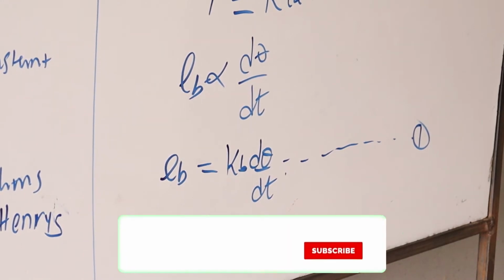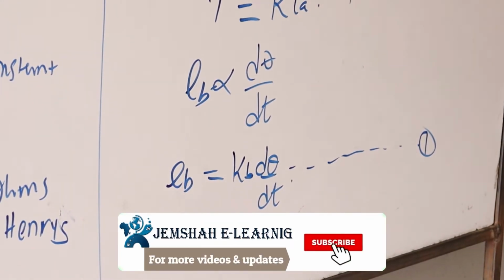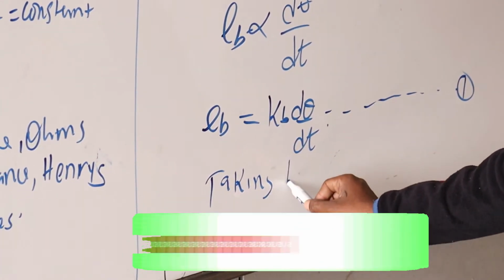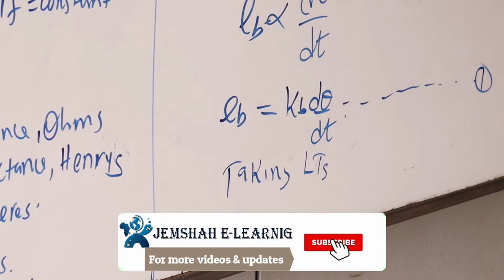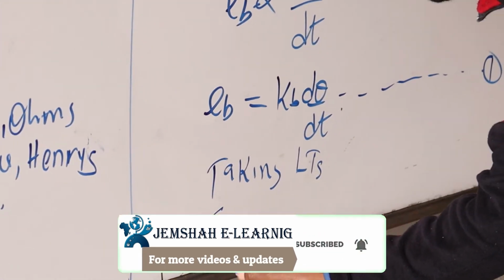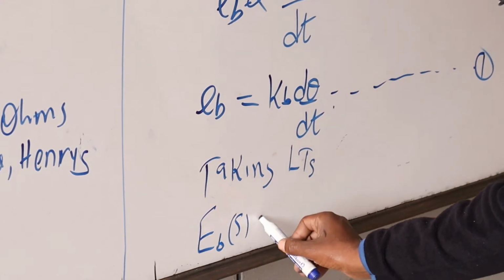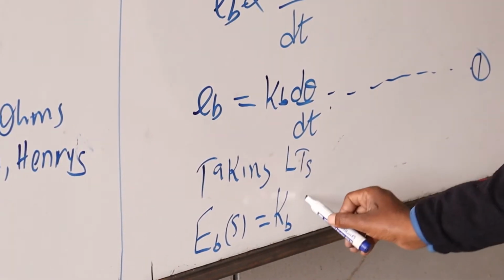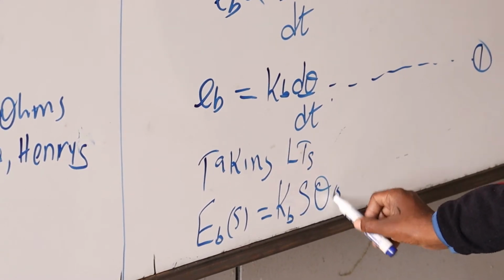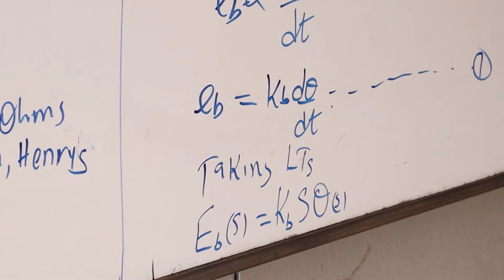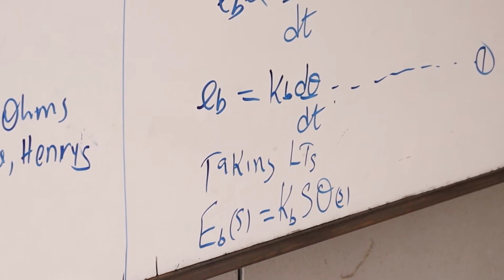We can express this in terms of Laplace transforms. Taking the Laplace transform, EB(s) = KB times s theta(s), since d/dt becomes s.